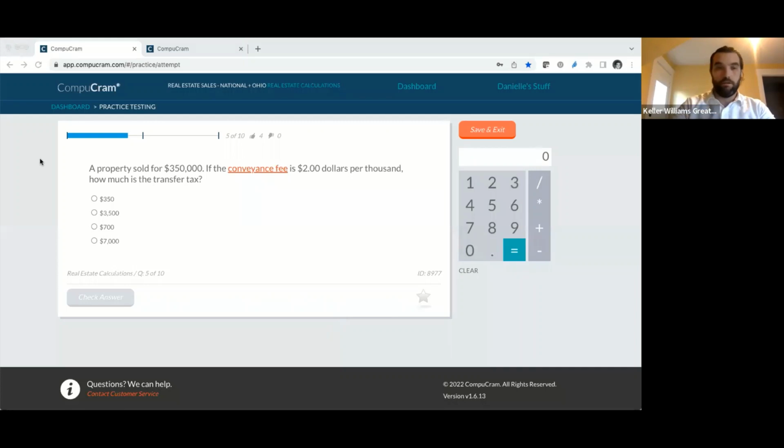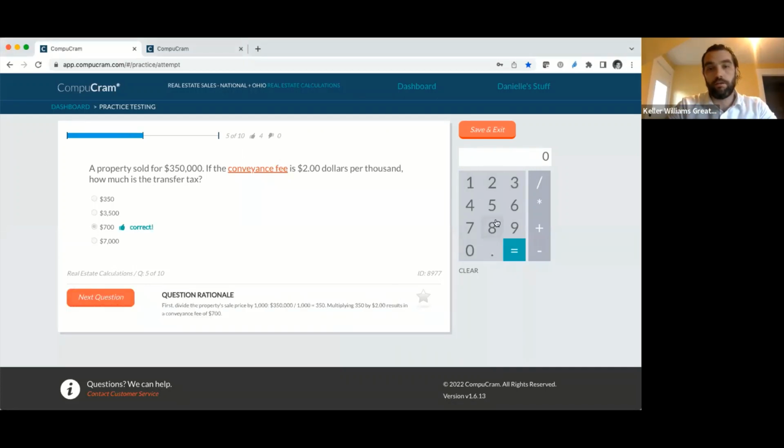All right, seeing all the C's in the chat, we'll go with that. And that is correct. $350,000 house. It's assessed $2 per each thousand. So we're going to divide by 1,000 because we need to know how many thousands are in the value. It's 350. So then it's $2 per. So we just multiply by 2. That gets us to 700.